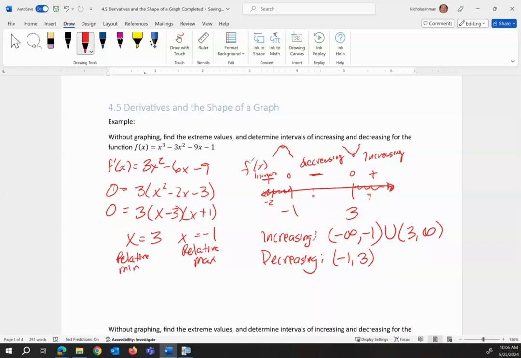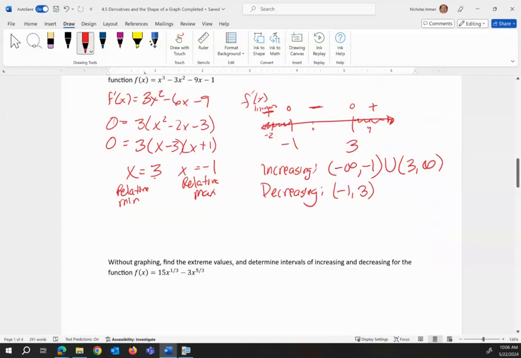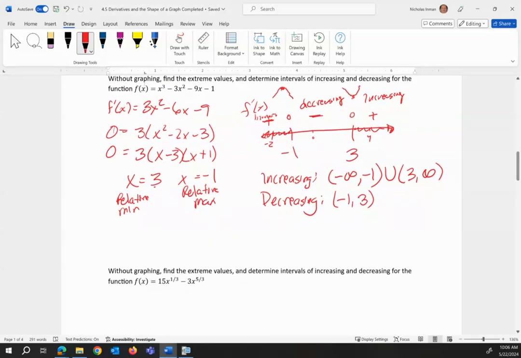Now, if I want to find the matching y coordinates for those two points, I'd have to take these two numbers and plug them into the original equation, not into the derivative, to find their matching y values. All right, let's check it. As we're learning, it is nice to be able to check things. So we got x cubed, 3x squared, 9x minus 1.